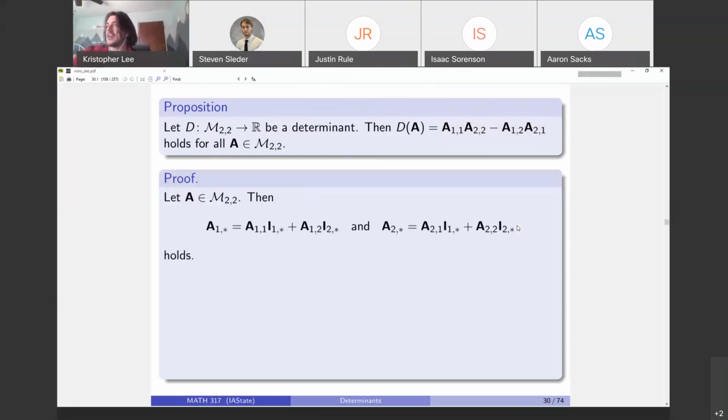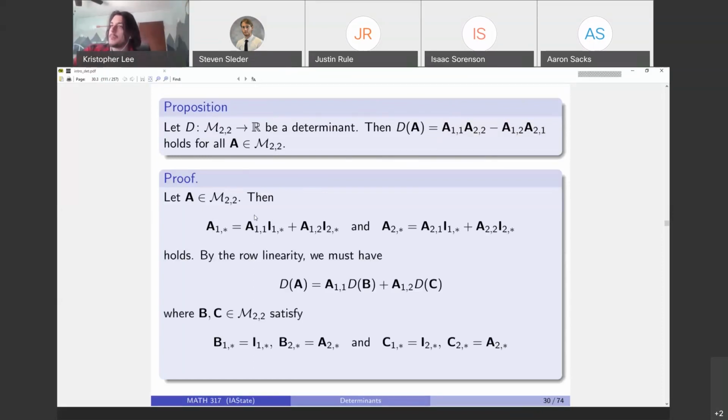And kind of the key step is to recognize that the rows of any matrix are a linear combination of the rows of the identity. So then by setting up appropriate matrices with the rows of the identity in the appropriate spot, you can now start applying the row linearity to pull this apart into a summation.